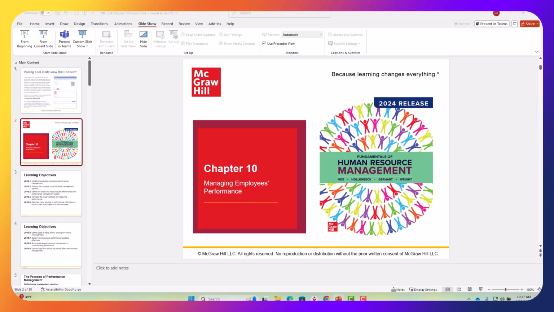Behavior observation scale. So a variation of the BARS rating scale includes all critical behaviors for effective performance. Ask the manager to rate the frequency with which the employee has exhibited each behavior during the rating period.